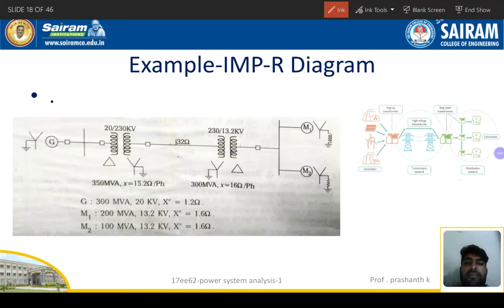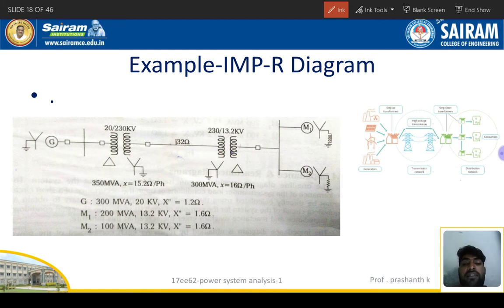I have taken an example of how to draw the impedance diagram and then the reactance diagram from the single line diagram. So first of all, I'll tell you about the single line diagram. All the electrical power system components are represented in a single line with their symbols. That is called a single line diagram.